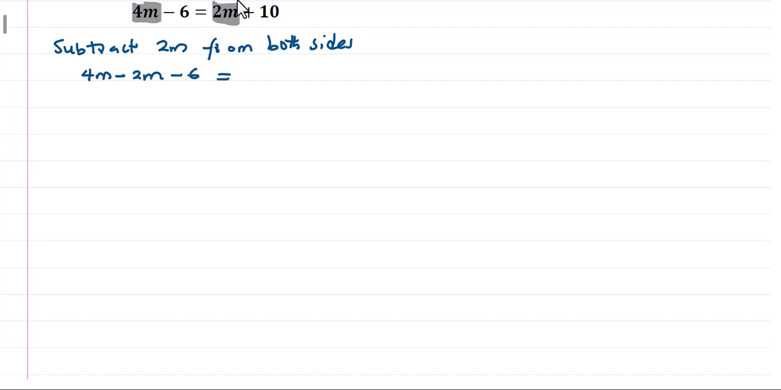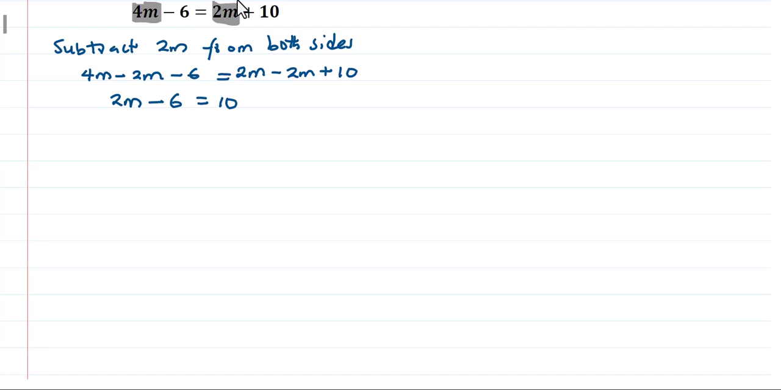Is equal to 2m minus 2m plus 10. So 4m minus 2m here gives us 2m, then minus 6 remains. 2m minus 2m is 0, then we'll have just 10. At this very point, since we have negative 6, we'll have to add 6 to both sides.